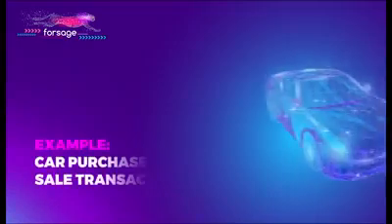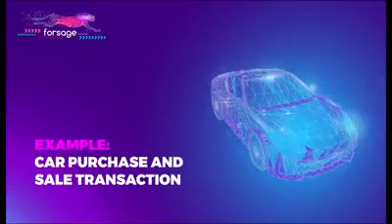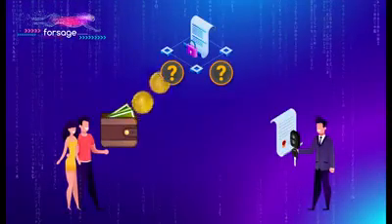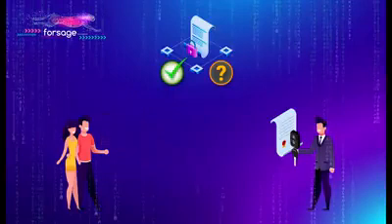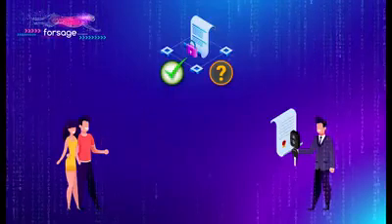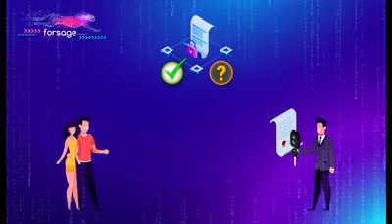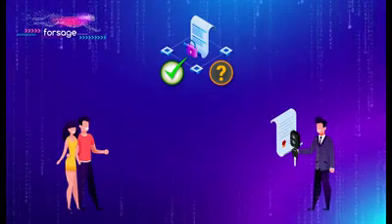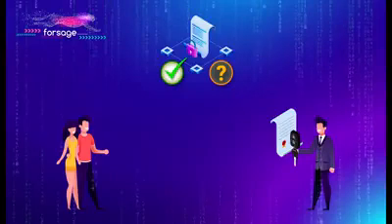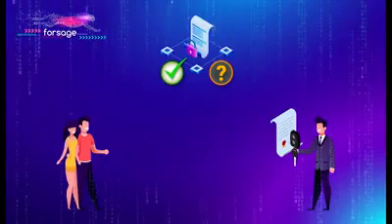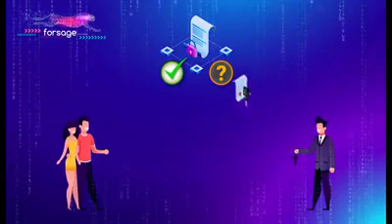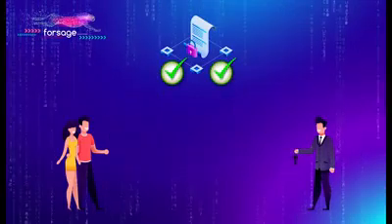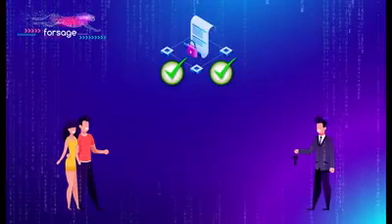Example: car purchase and sale transaction. The buyer transfers the entire amount for the car to the address of the smart contract. From now on, the deal can be considered open. The contract code stipulates that the contract will transfer this amount to the seller's wallet only when the buyer is appointed as the owner of this car in the electronic database. Such a transaction will be considered successful, and both parties to the transaction will receive what they wanted.